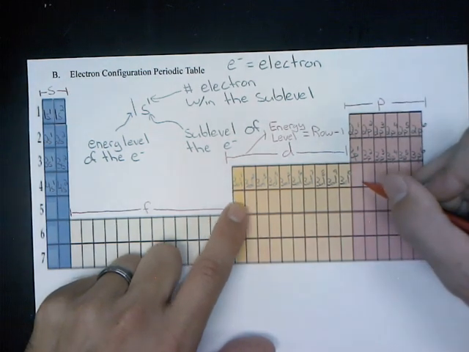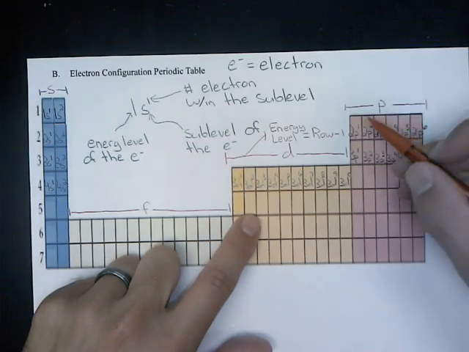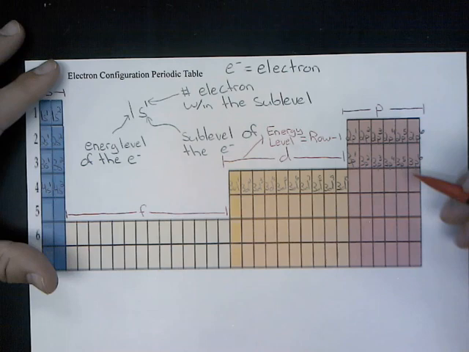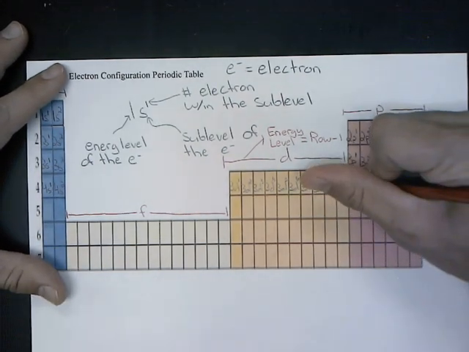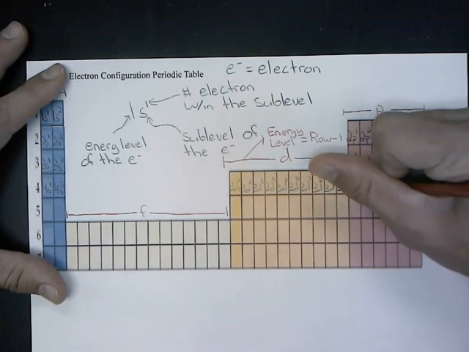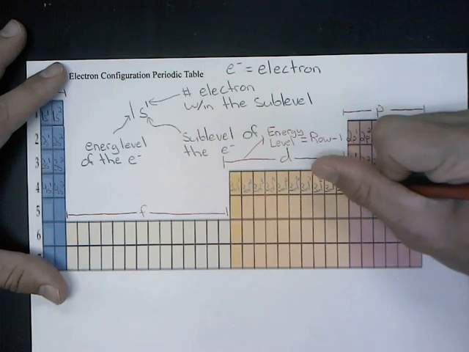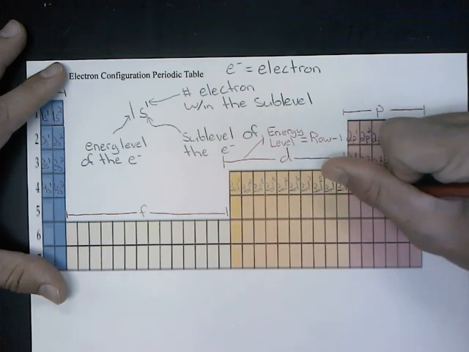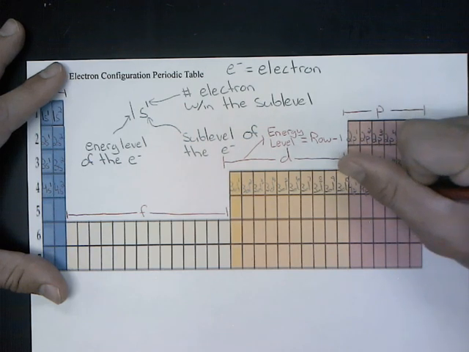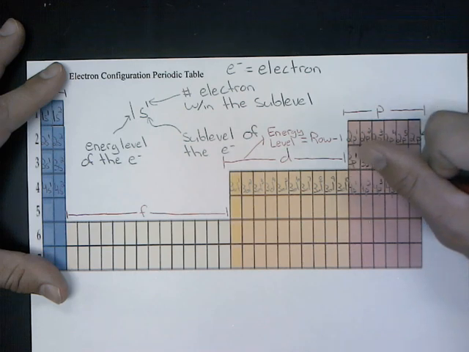Okay, now we get back to the red boxes. Remember, the row is equal to the energy level for the p sublevel. So this first box is 4p1. The second box is 4p2. Third box is 4p3. And we'll do this all the way over until we get to 4p6.